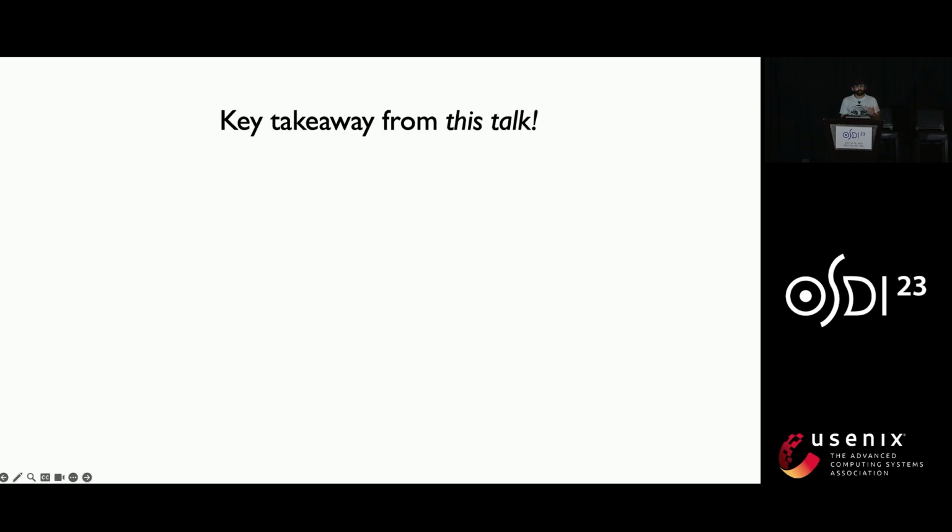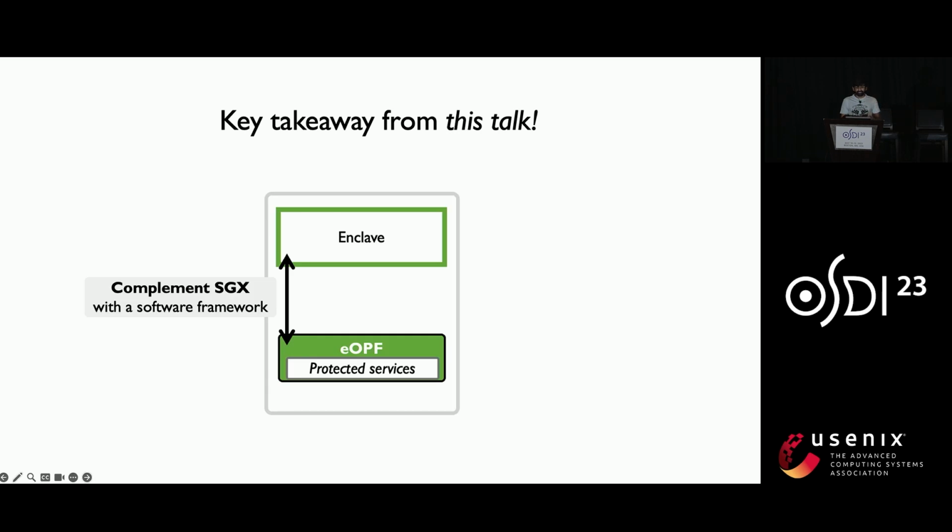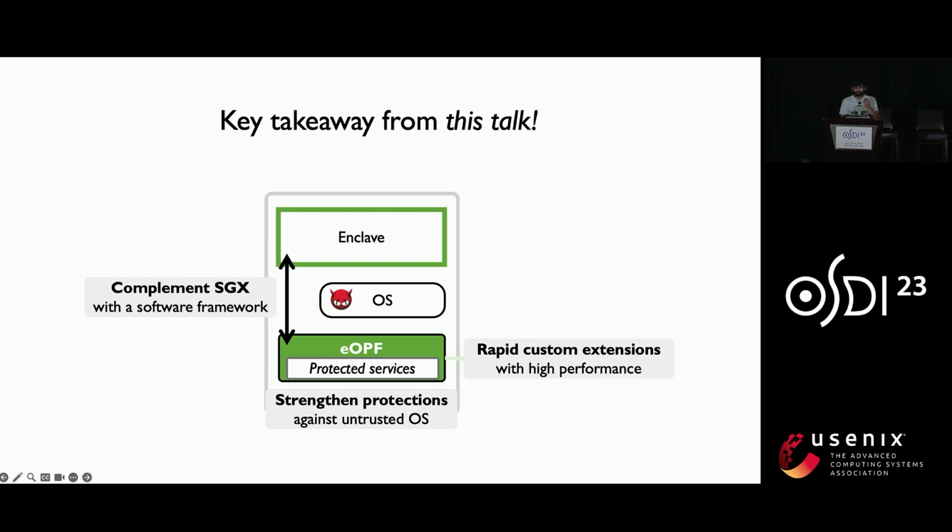So what do I want you to take away from this talk? Well, the idea here is that enclaves are awesome, but if we can complement the services that SGX provides with a software framework, we can improve and strengthen the protections that we have today against an untrusted operating system, all the while making sure that we can build rapid custom extensions to the feature set provided by SGX.